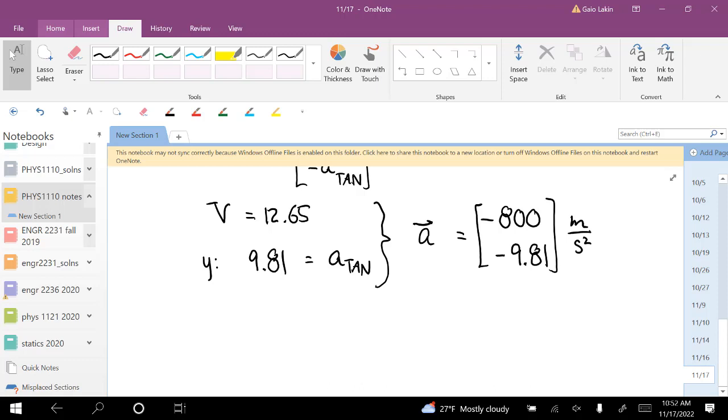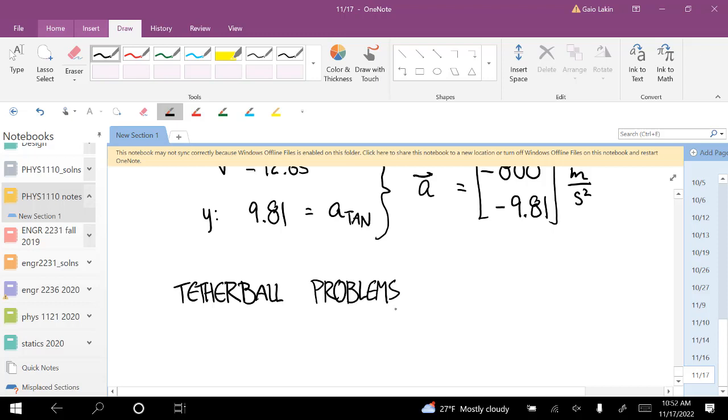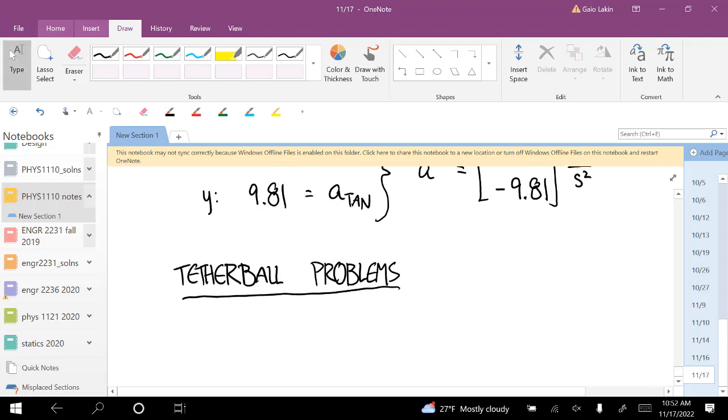Okay, so now tetherball problems. Okay, so a tetherball problem is a problem with a horizontal circle where the object is only supported by a cable or a string or a rope or whatever, a chain.